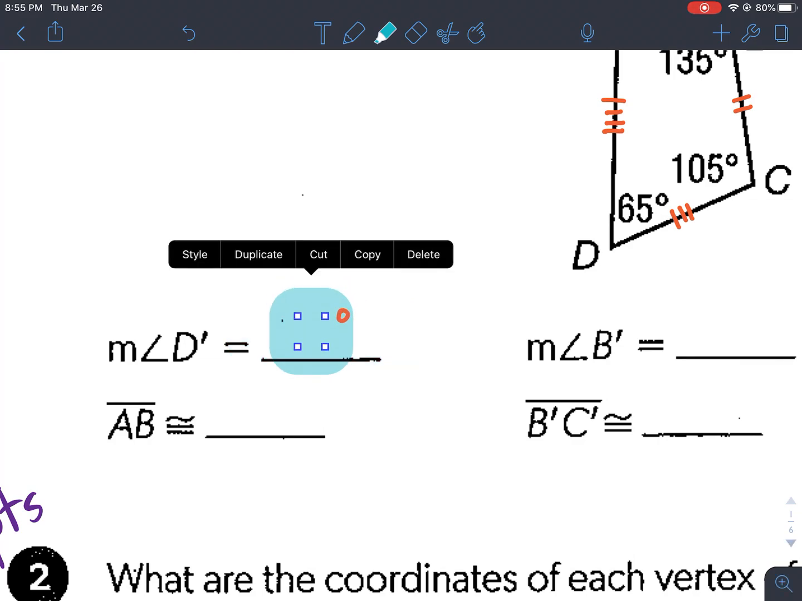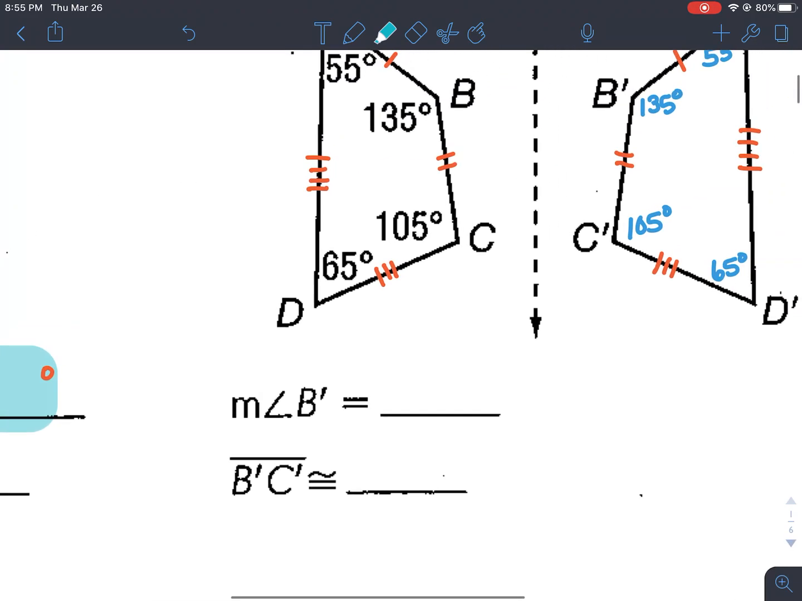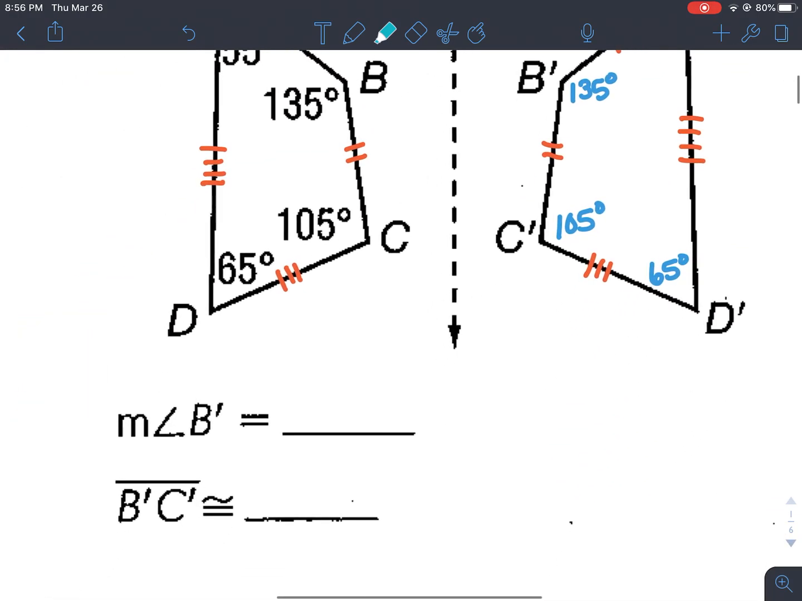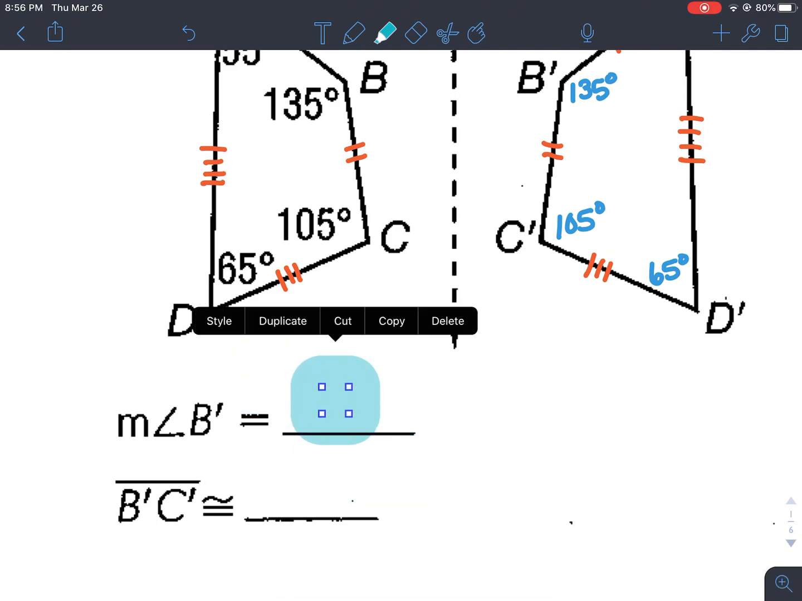Yikes. Anyway, okay. The measure of angle B prime. Well, find your B prime, find whatever that measure is, write it down there. And again, don't forget your degree sign.